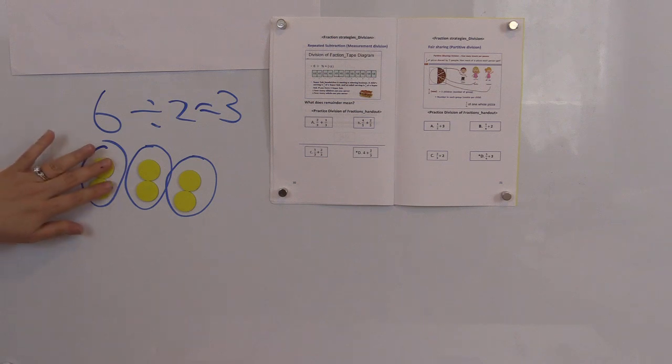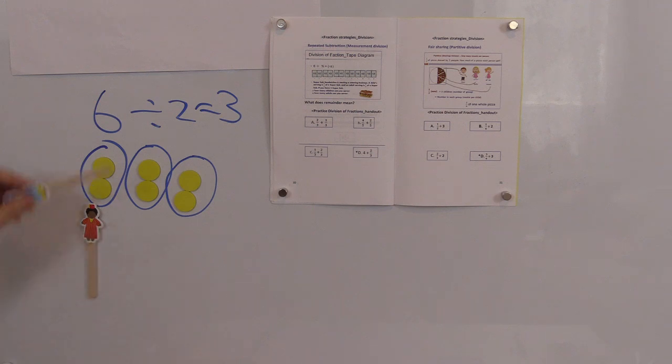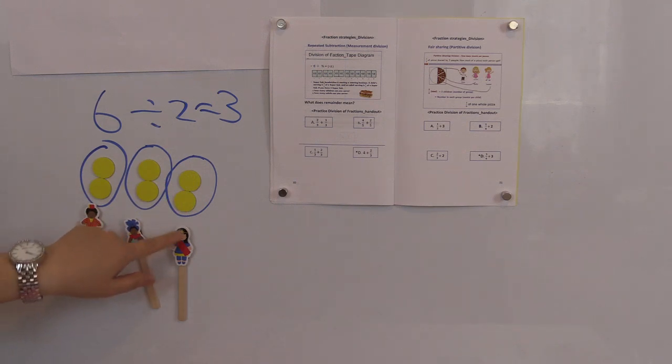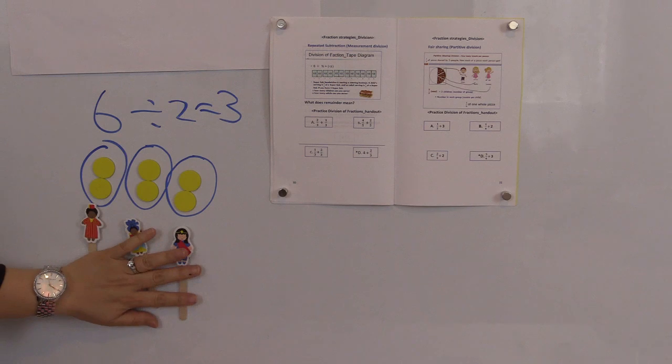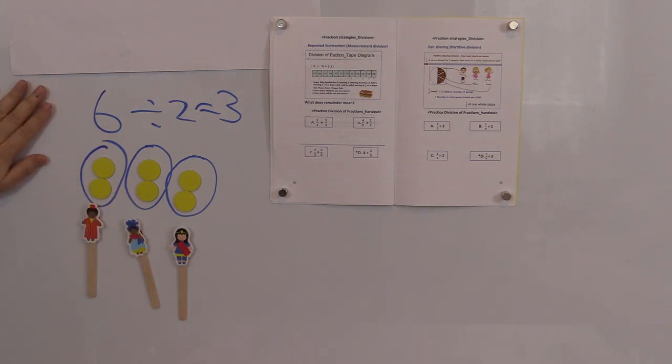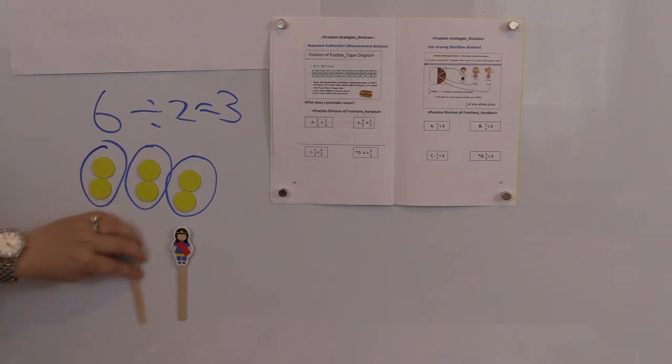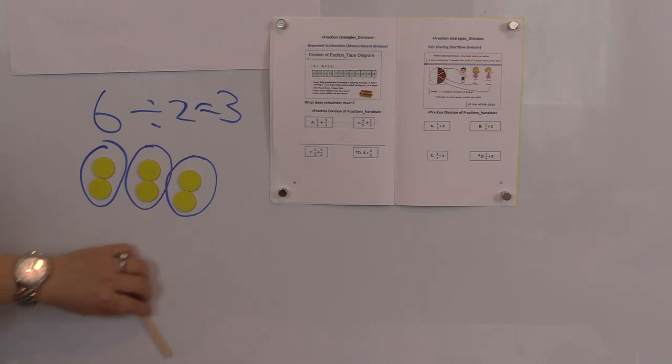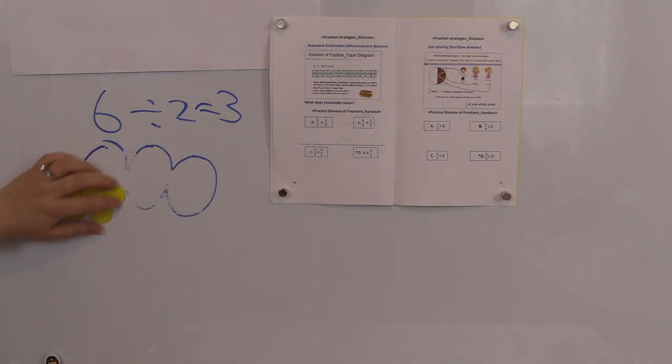I know the number in each group is going to be 2. So I have one person I can give the cookies to, and I have another group of 2, so I can give it to another person, and then I have another group of 2, so I can give it to this person. So I have 3 people I can serve. So this is a measurement type of problem. We're going to use the same concept to think about the fraction division problem, to understand what dividing a fraction means in mathematics. Okay?